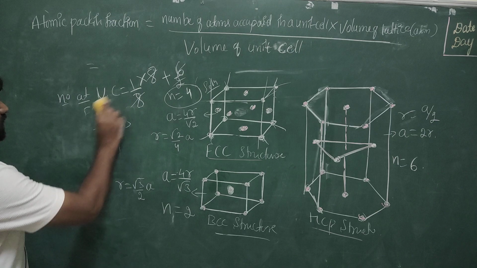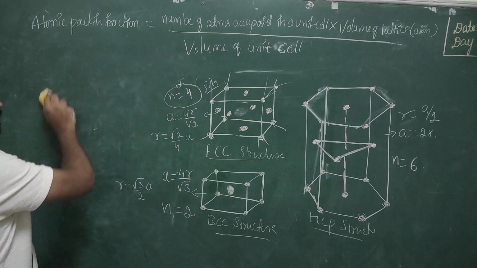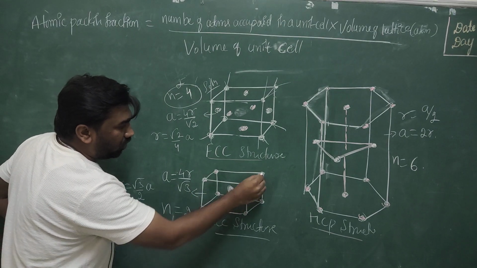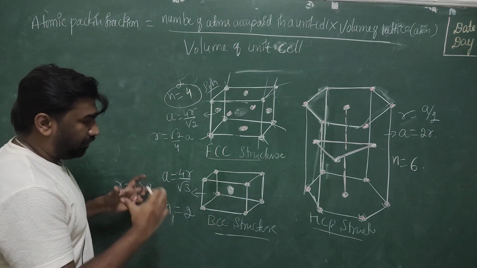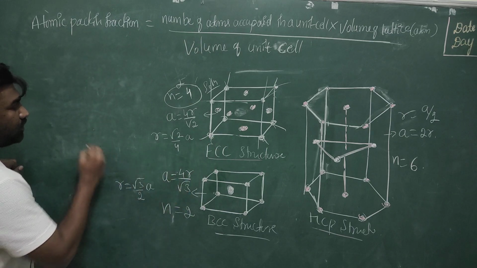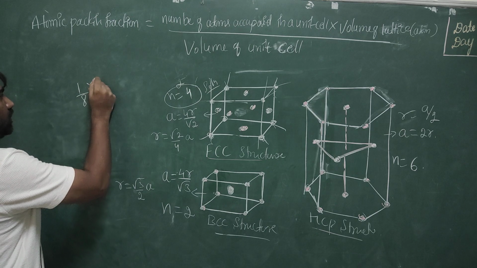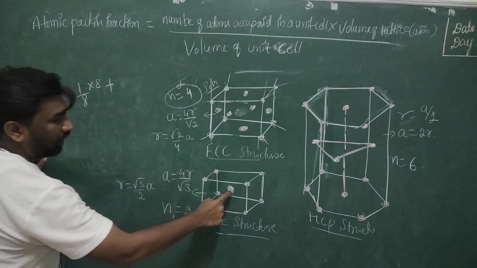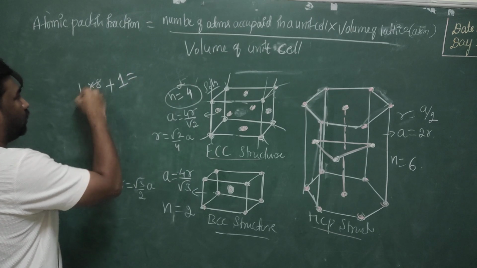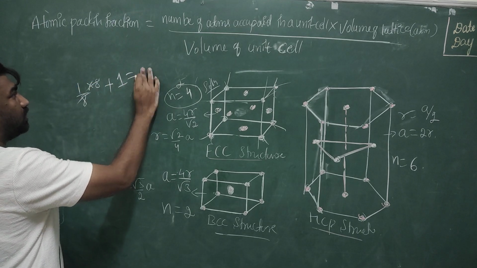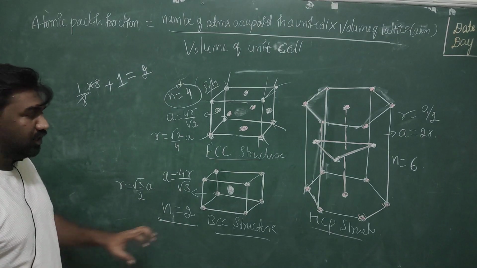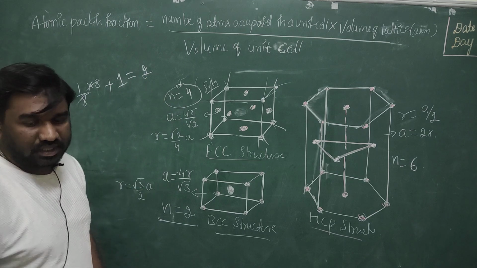Next, for BCC. Again, these 8 corners share each lattice point with 8 other unit cells, so which is 1 by 8 into 8, plus the body center has only one atom, so 1 plus 1, 2. The number of lattice points in a unit cell is 2 for BCC.